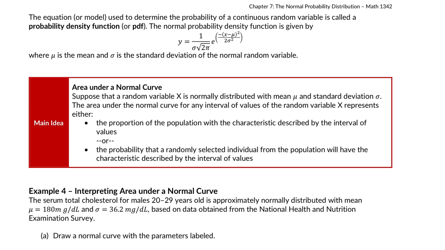Okay. The area underneath a curve. What does it even mean? Suppose that a random variable x is normally distributed with a mean of mu and a standard deviation of sigma. The area underneath the normal curve for any interval of values of the random variable x represents either A, the proportion of the population with the characteristic described by the interval of values, so applying it to the whole population, or the probability that a randomly selected individual from the population will have the characteristic described by the interval of values.